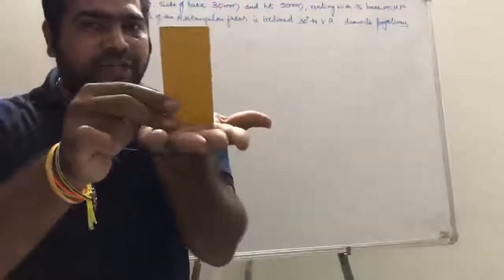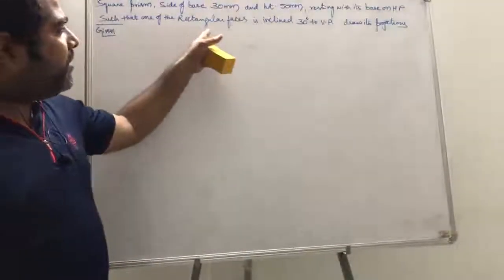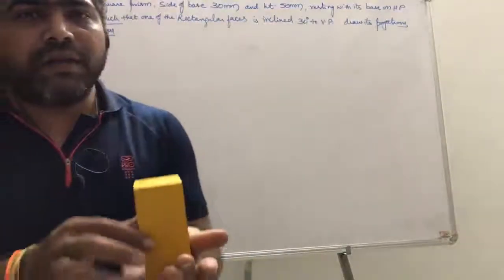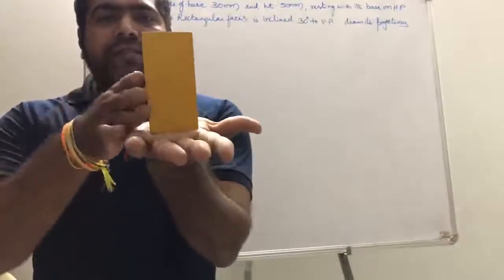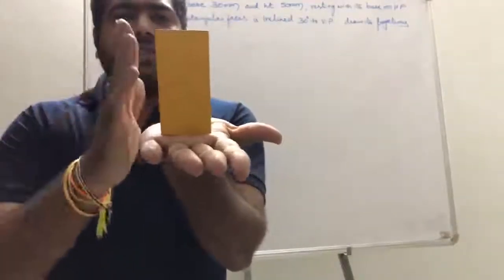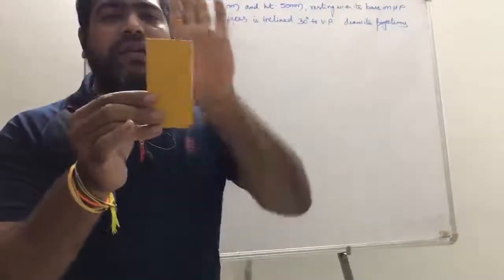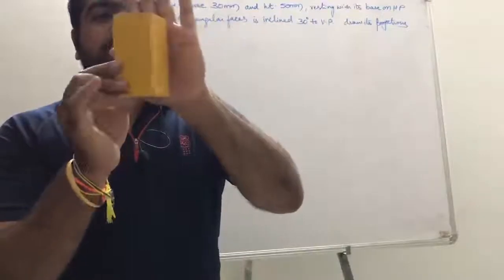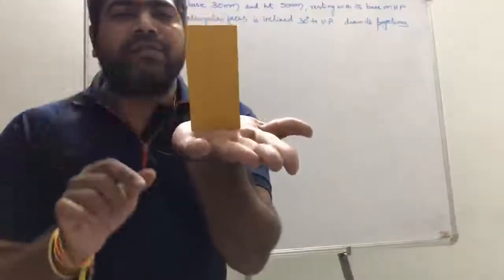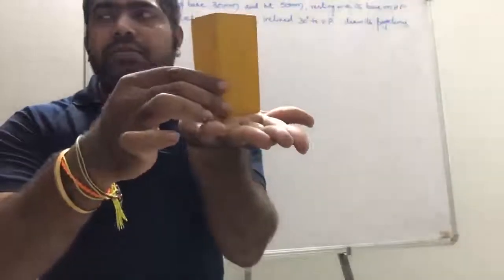It is resting on its base on HP, such that one of the rectangular faces is inclined 30 degrees to VP. This was the rectangular face. The VP inclination is always made like this, so the resting edge of the base is the one to be made inclined.